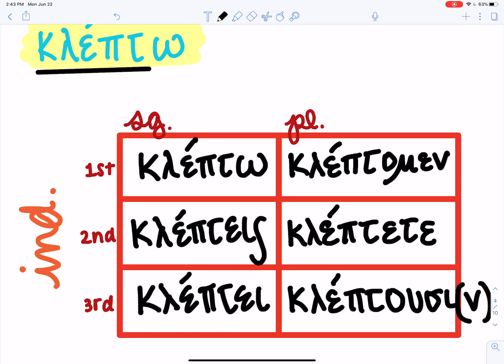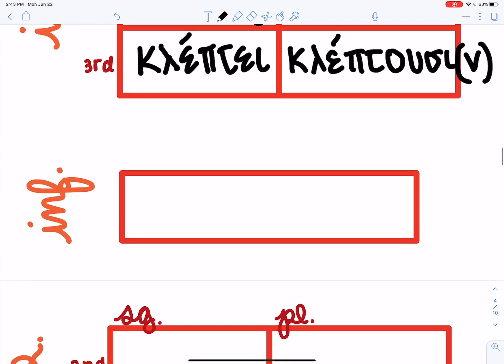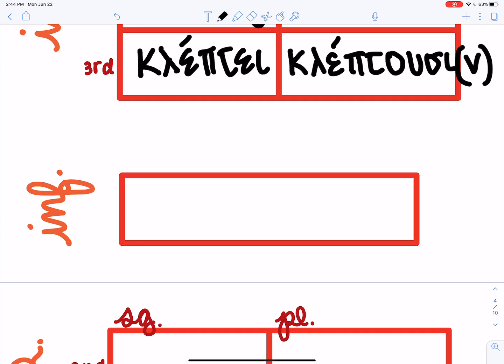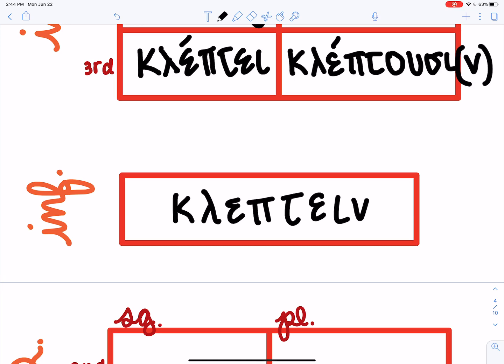And on to the infinitive. So we take our stem again, klept, and we add our infinitive ending, which we learned is ein, epsilon, iota, nu. And because this diphthong here is in the ultima, we know our ultima is long, and so we do not keep our acute on the ultima, we move it back to the penult.